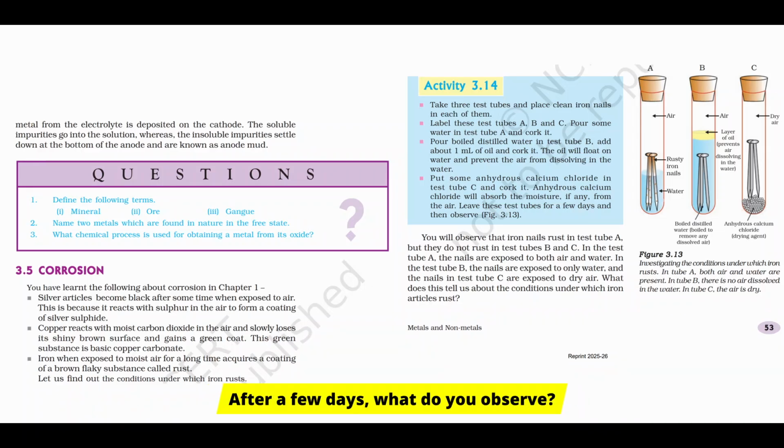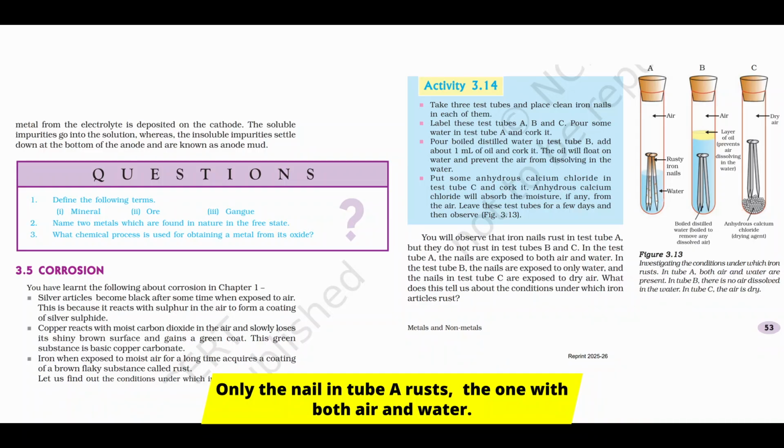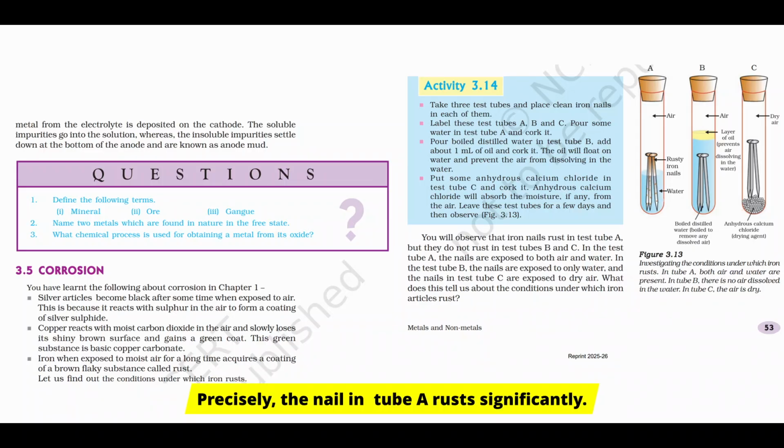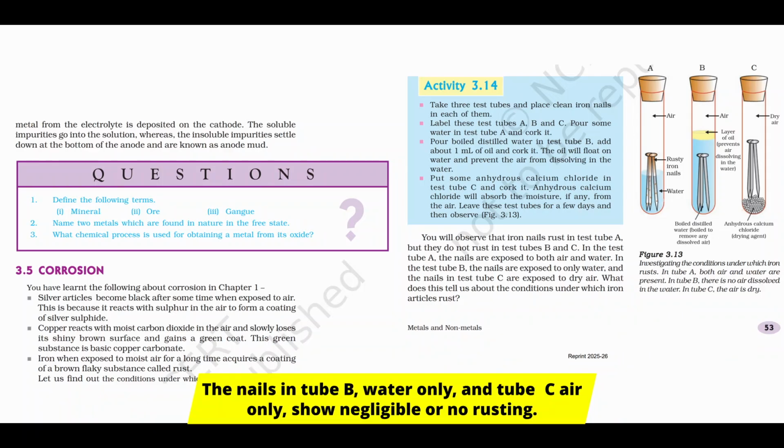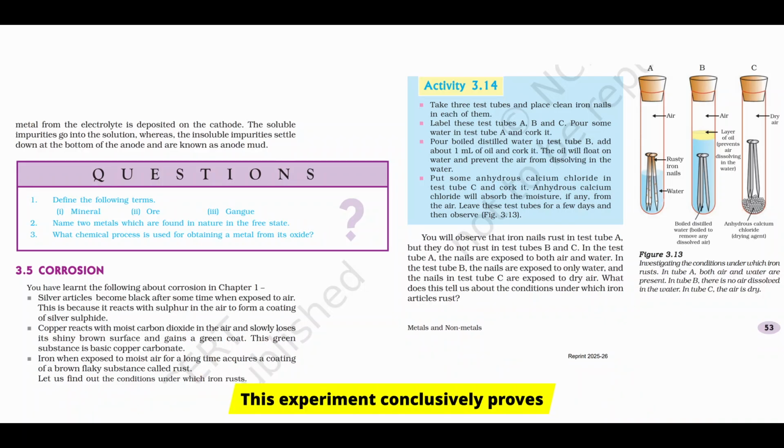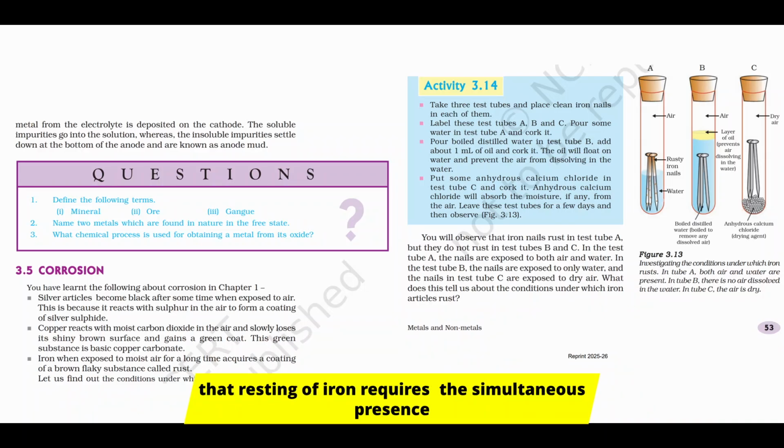After a few days, what do you observe? Only the nail in tube A rusts, the one with both air and water. Precisely. The nail in tube A rusts significantly. The nails in tube B, water only, and tube C, air only, show negligible or no rusting. This experiment conclusively proves that rusting of iron requires the simultaneous presence of both air, specifically oxygen, and water, moisture.